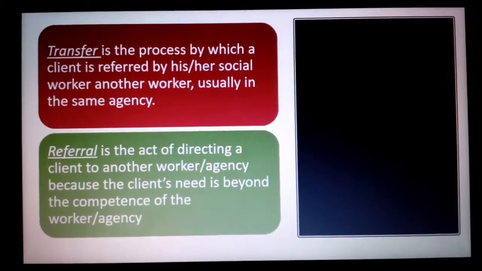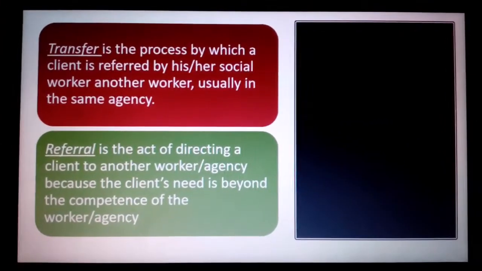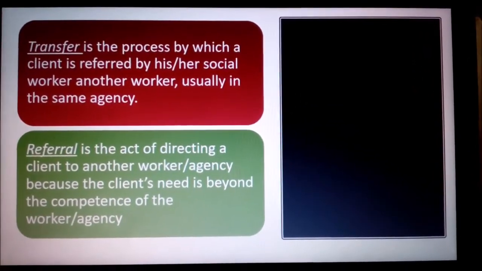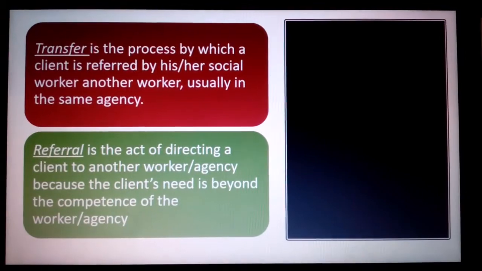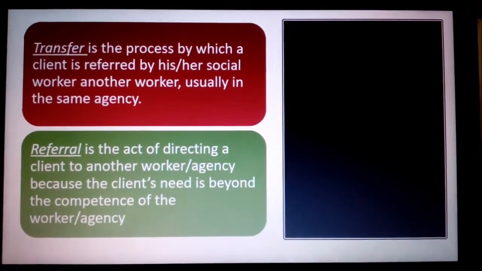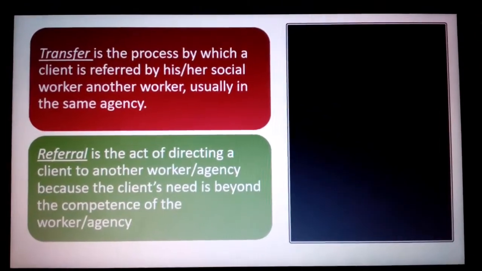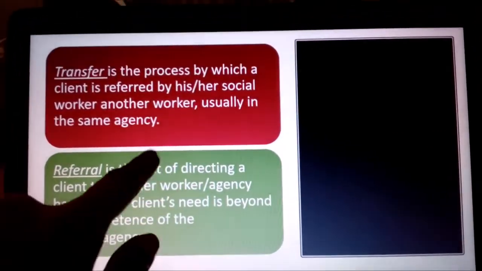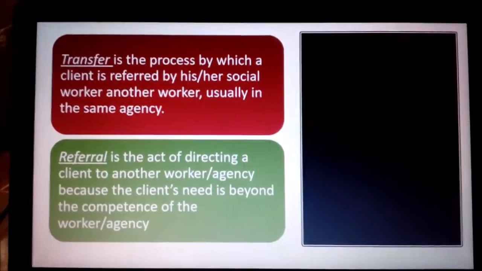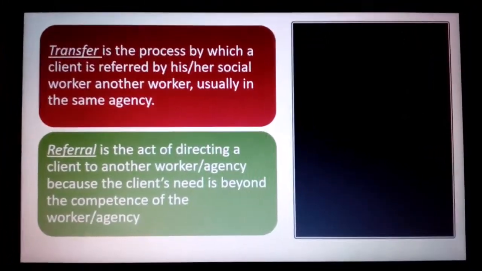And then, ito yung sinasabi ko sa inyo, after ng termination, meron siyang dalawa pang process. The first one, transfer. Diba? After you leave the agency, you need to transfer to another agency. Like, ito yung another organization that you want to. It's about being referred to social worker, another worker, usually in the same agency. So, pwedeng sa same agency siya, pero iba siyang branch.